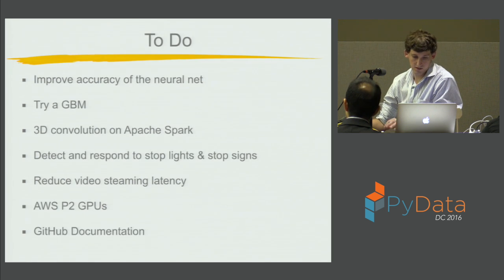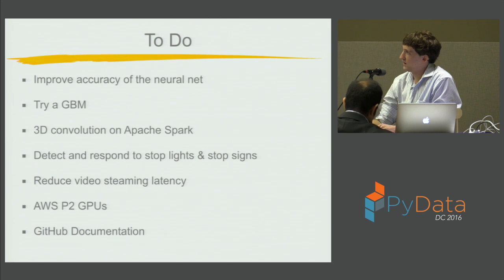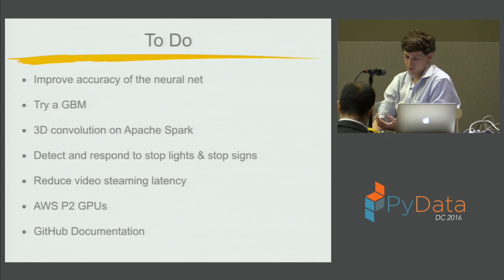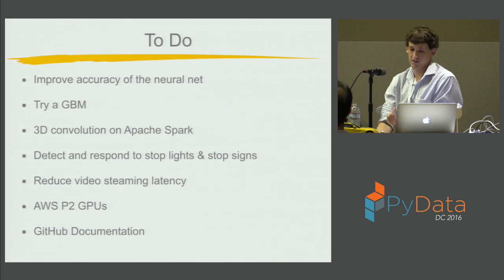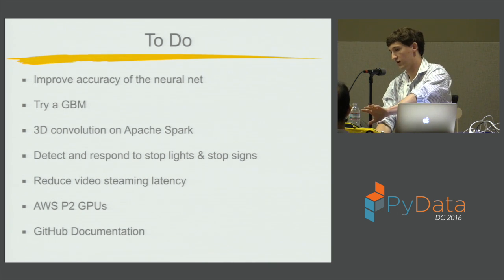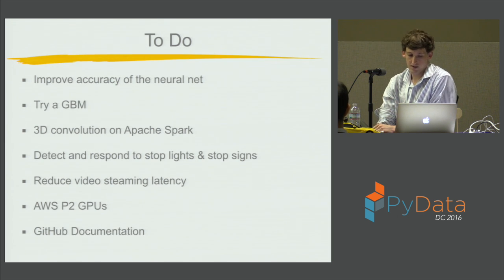All right, so I still have a lot of work that I want to do on this project. I definitely want to improve the accuracy of the neural network. I want to try gradient boosting. I want to try 3D convolution on Spark for the convolutional neural network. I want to be able to detect stop signs and stoplights, incorporate that as part of the car, and also track its distance.